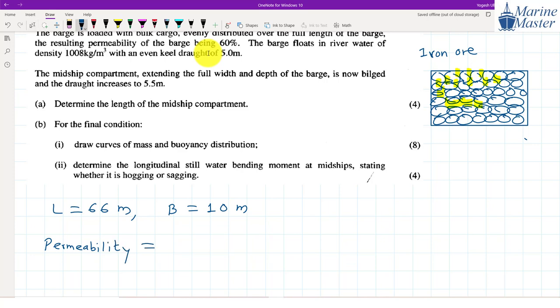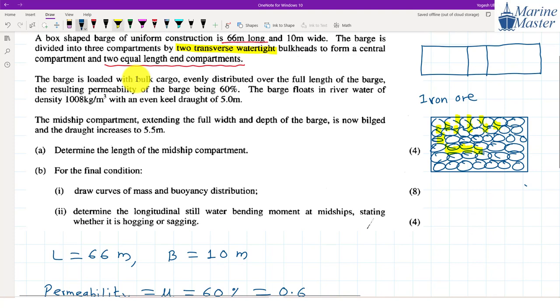So how much permeability do we have, guys? Permeability means how much percentage of the space is not occupied. We denote permeability by mu, and mu is 60%. 60% means, for calculation purposes, we will take it as 0.6. So the first twist of this question is that they have given us a permeability.